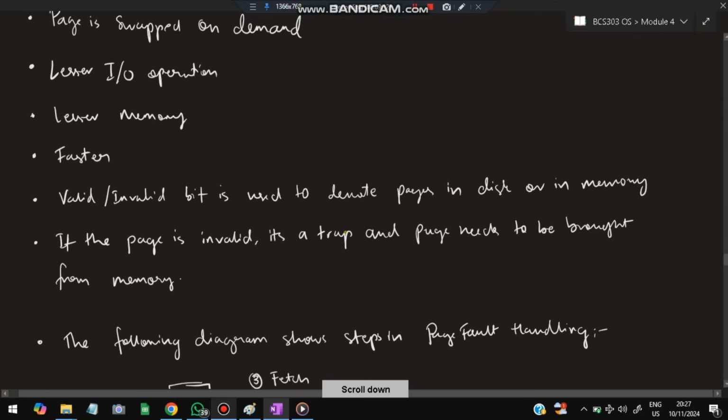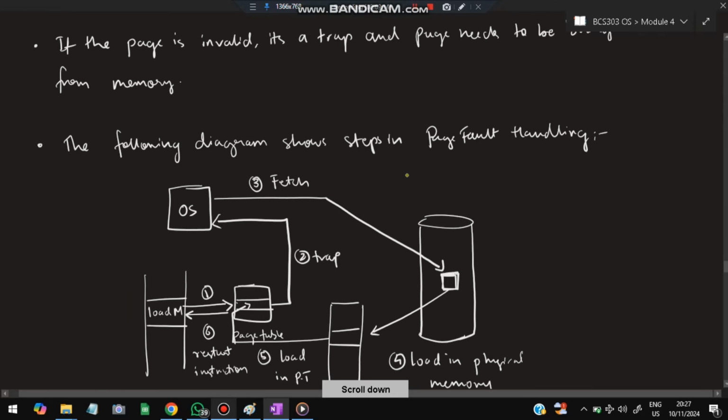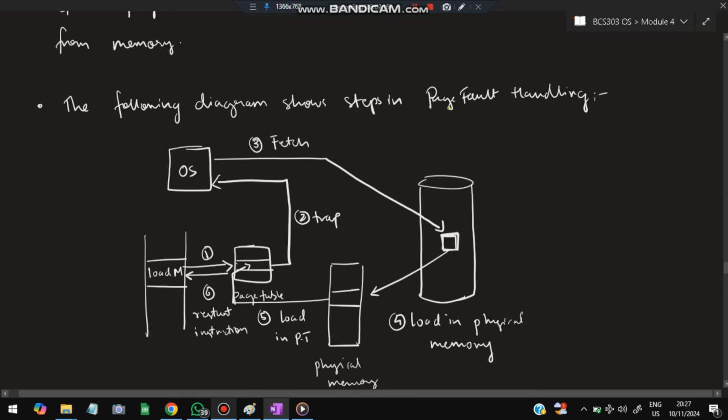The following diagram shows the steps in page fault handling. Suppose that I want to fetch a page from the main memory. In case it is an invalid page, meaning the page is not present inside the virtual memory, I have to fetch it from the main memory, right? So in that case, I'll be doing page fault handling. Let's have a look at how that happens.